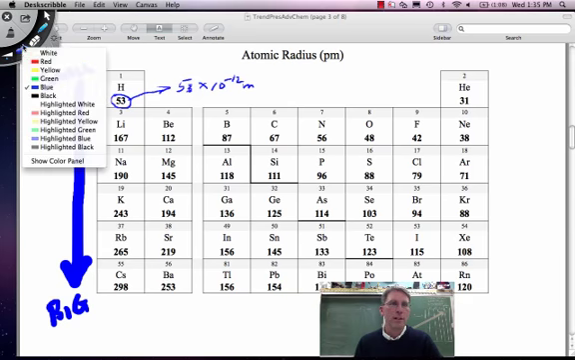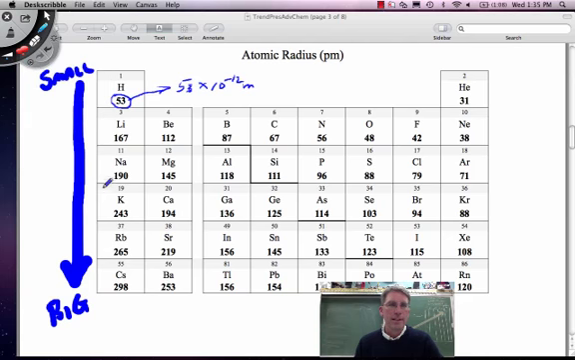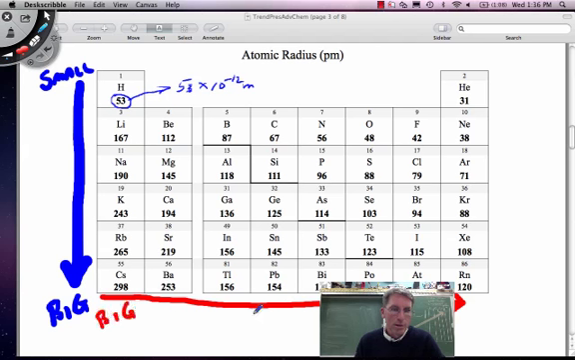So let's take a look at a second trend here, as we go across the table in this direction. As we go to the right, what's generally happening in any period? Well, we can see that we start out with lithium and it's got a size of 167, and that drops to 112, and it eventually drops, when we get to neon, all the way down to about a quarter of its original size. It's at 38. So at the top of the table, it looks like we start out big and we get smaller as we go across.